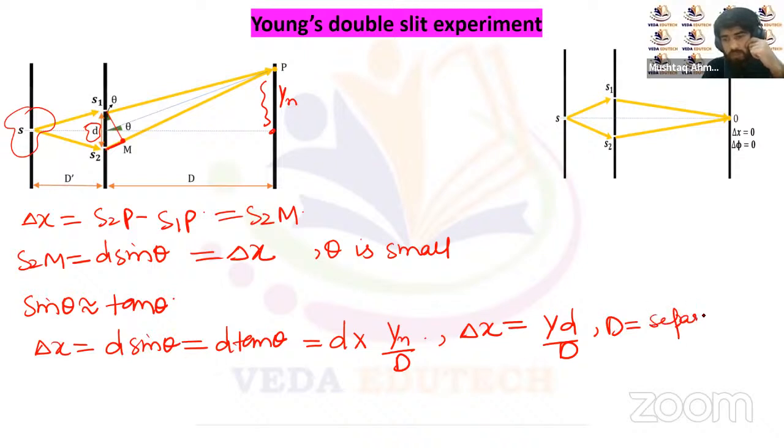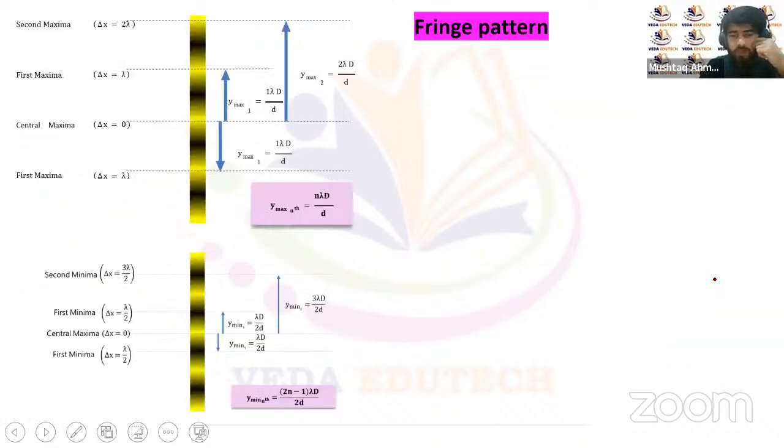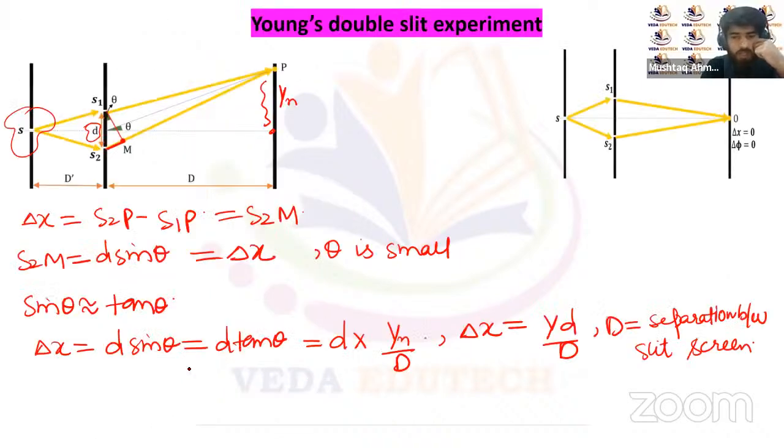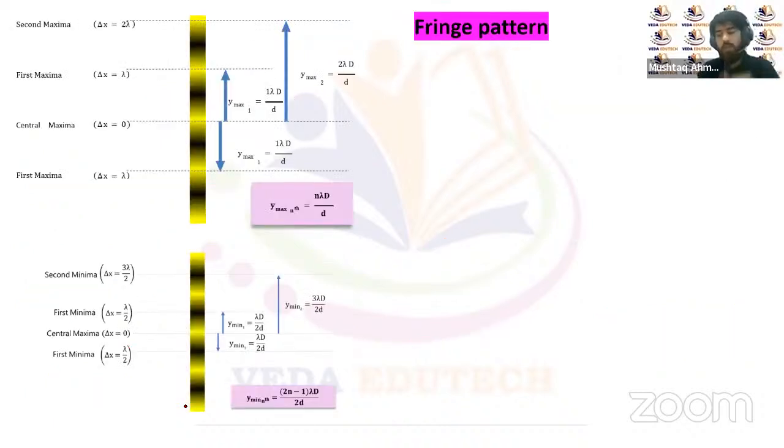And small d is the slit width. So y d upon D is the path length, or path difference, between the two waves. Now this path difference will decide whether the interference will be constructive or destructive in nature.